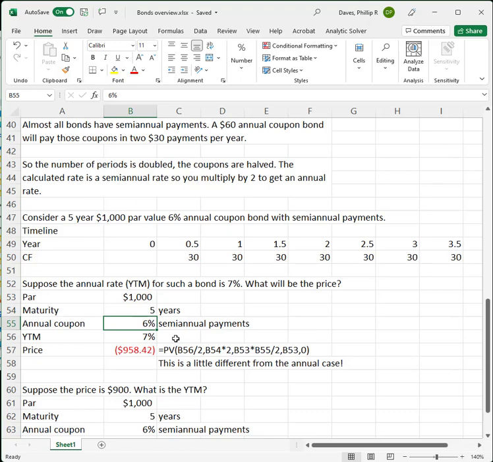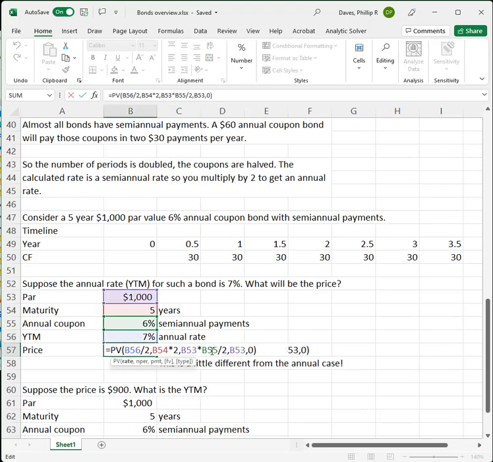Our annual coupon is 6%, but I'm noting here in my Excel spreadsheet that these are semi-annual payments. You always want to make it clear in your spreadsheet what you're looking at. And let's assume that our yield to maturity is 7%, and I'm going to call that an annual rate so that it's really, really clear. This is our annual rate. So how do we figure out the price?